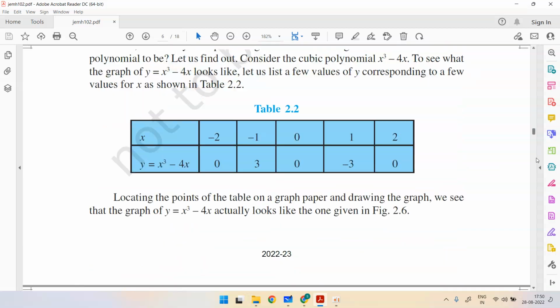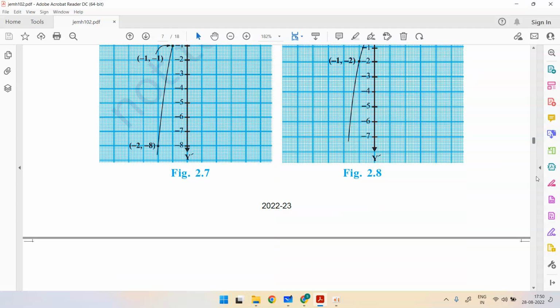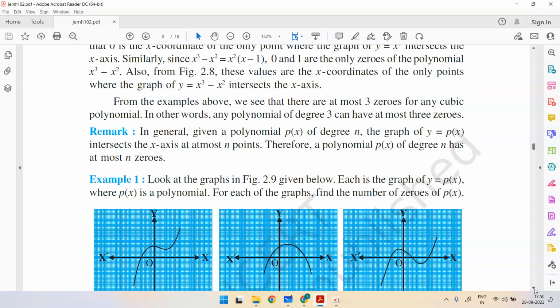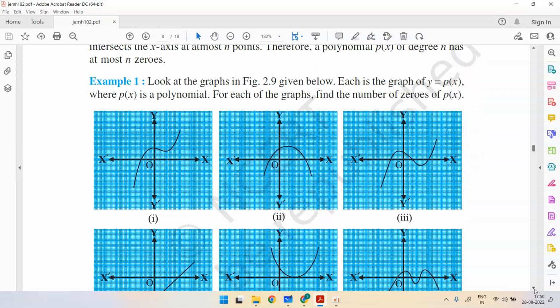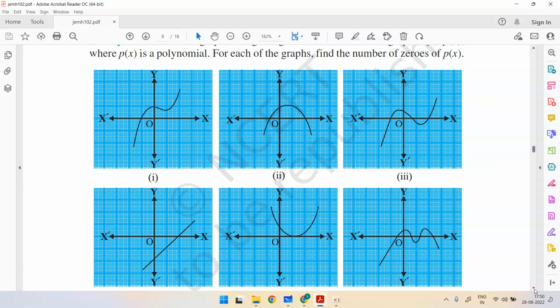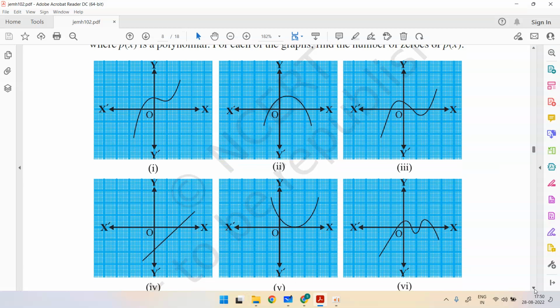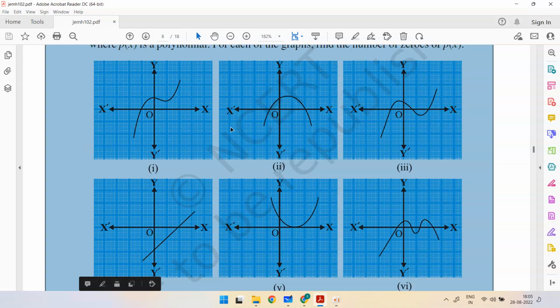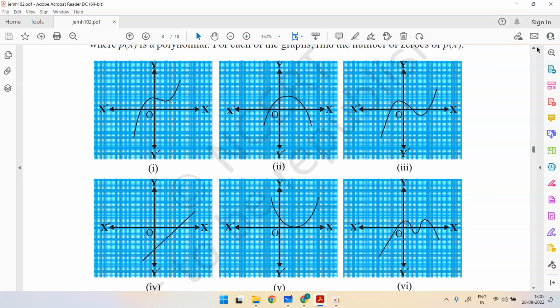Note this. I have told you what zeros represent. Example 1: look at the graphs in figure 2.9. Each graph is y equal to p of x, where p of x is a polynomial. For each graph, find the number of zeros of p of x.